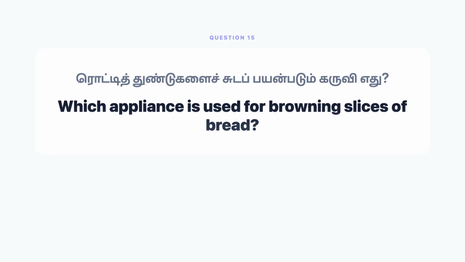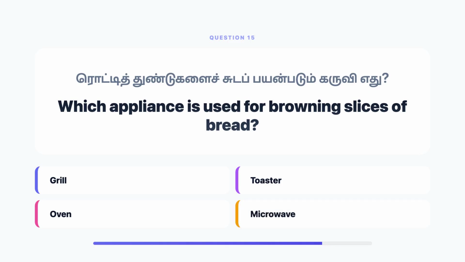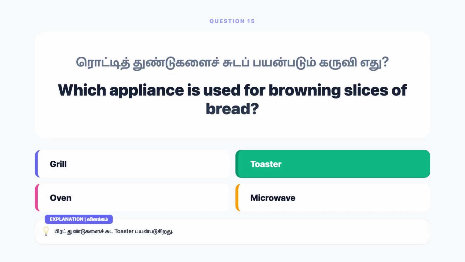Which appliance is used for browning slices of bread? Grill, toaster, oven, microwave. And the correct answer is toaster. Excellent. You got it right.